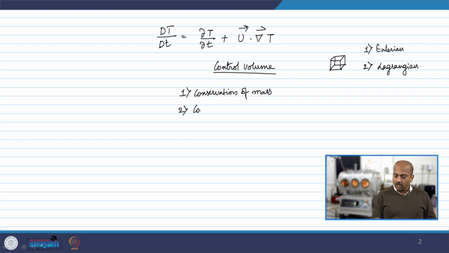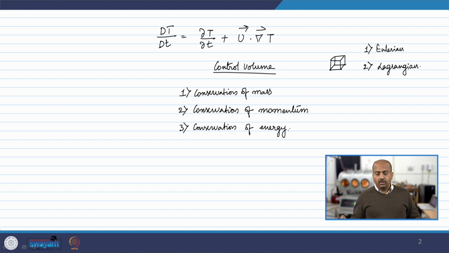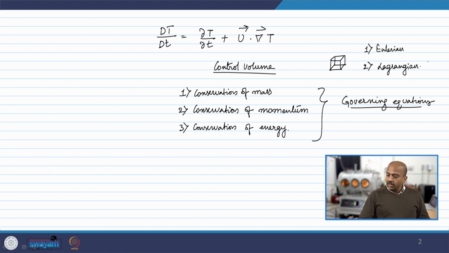then we will look at the conservation of momentum, and we will look at the conservation of energy. These three different conservations will give us the entire governing equations. So, this is a very important topic in plasma physics. So, the Lagrangian derivative is this d by dt and the Eulerian derivative can be.